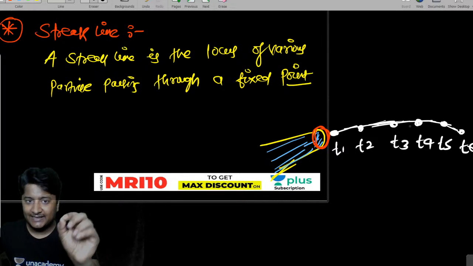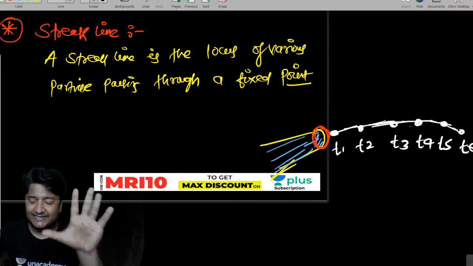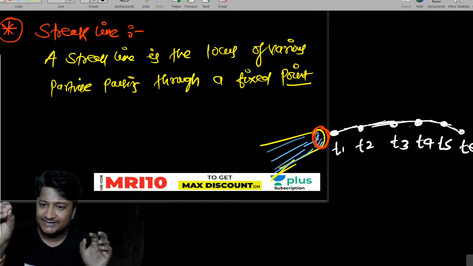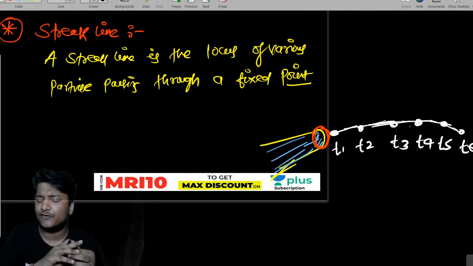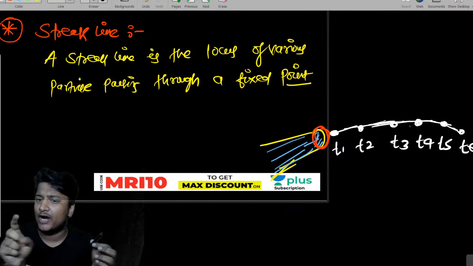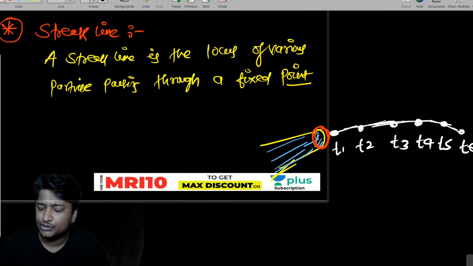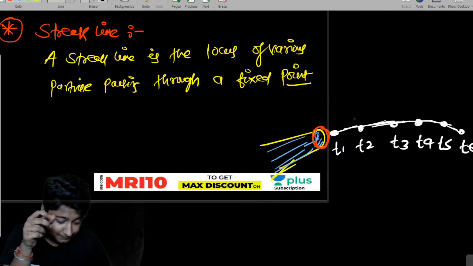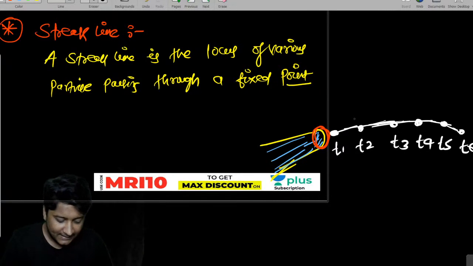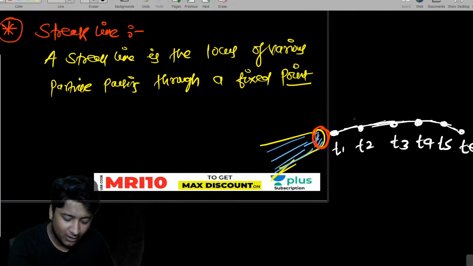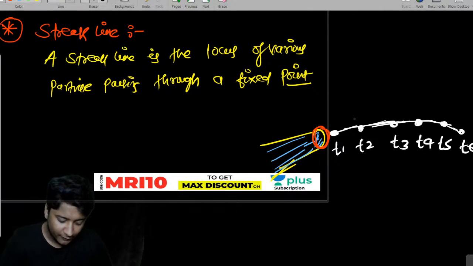Everybody just listen here, then your doubt regarding streak line will get clear. My question is that the curve which I have drawn right now, by joining all the points, all the particles, is that a path line or a streak line? Tell me together, within 2 minutes your doubt will be clear. Path line, very good.